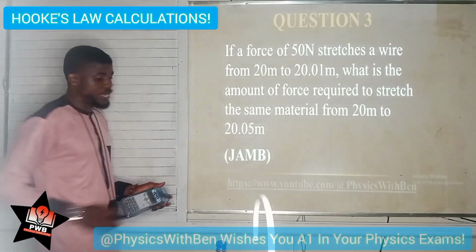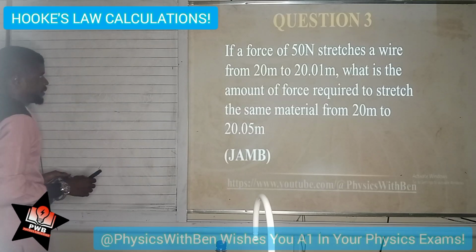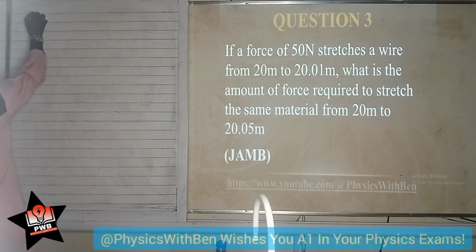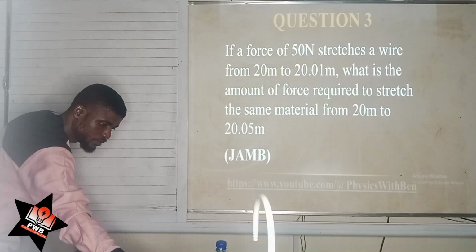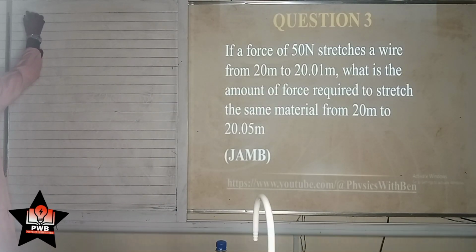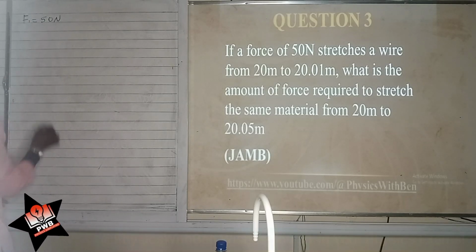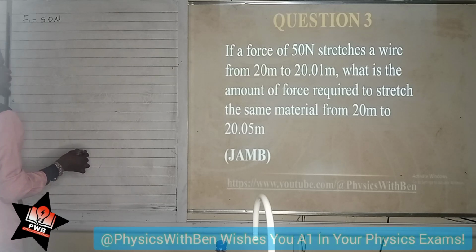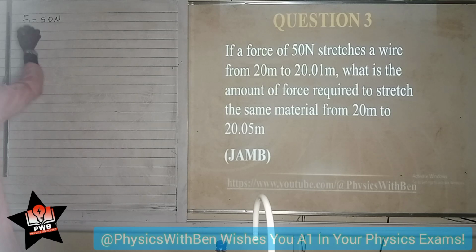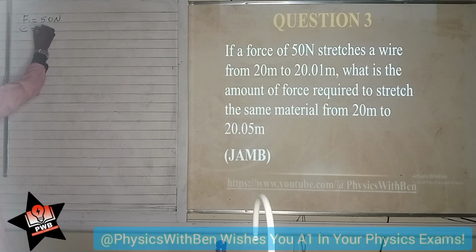So without wasting much time, applying the 5 C's of calculations, we proceed. We write that our first force is given to be 50 Newton, and the force stretches the wire from that to that. So we write that our extension E is given to be L.